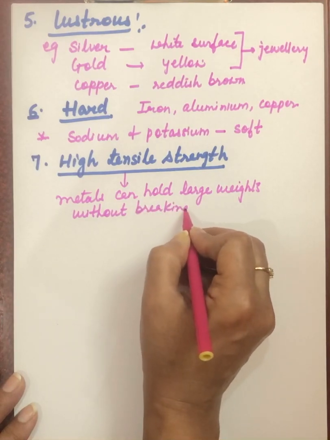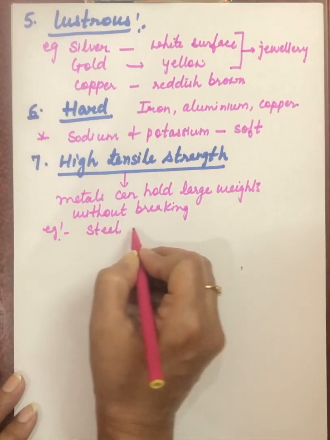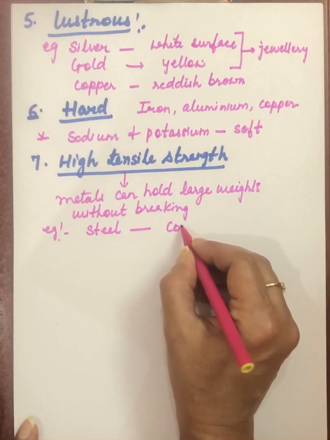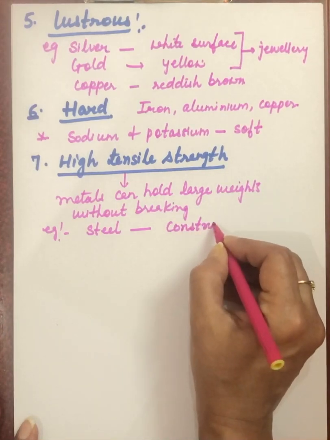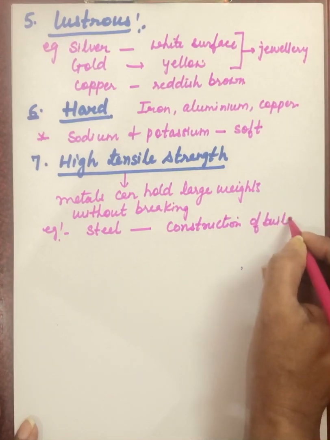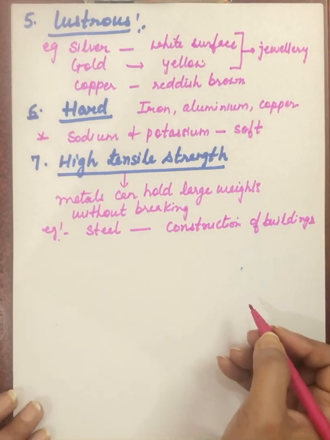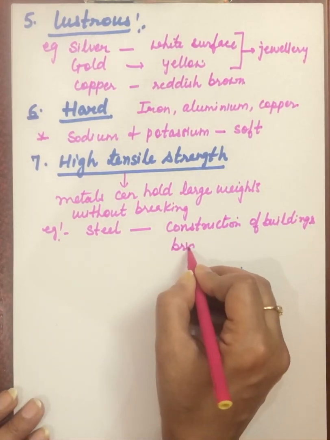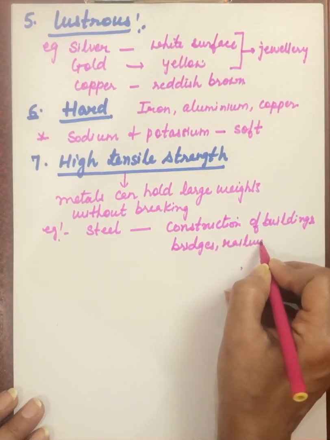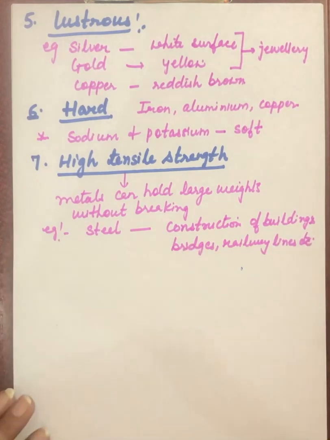For example, iron as steel alloy has a very high tensile strength. Due to this, it is used in the construction of buildings. Steel is used in making utensils, in construction of buildings, bridges, railway lines and vehicles also, because of its high tensile strength.